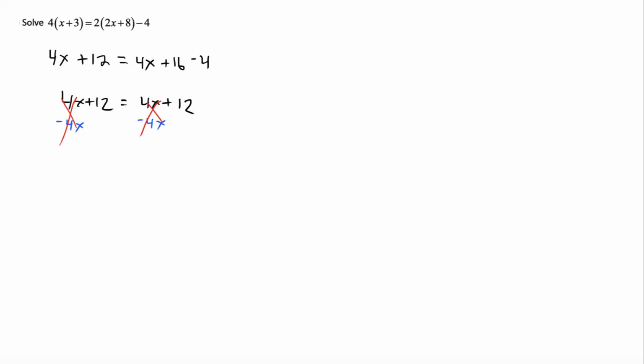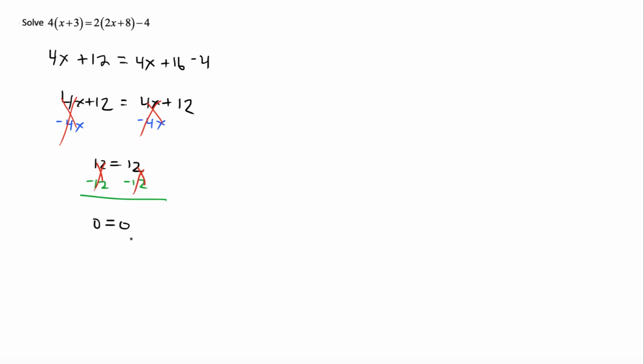So we're actually just left with what? 12 equals 12. And same thing, we can subtract 12 from both sides. But what happens in that case? Well, 12 minus 12 is just 0, so we end up with 0 equals 0.